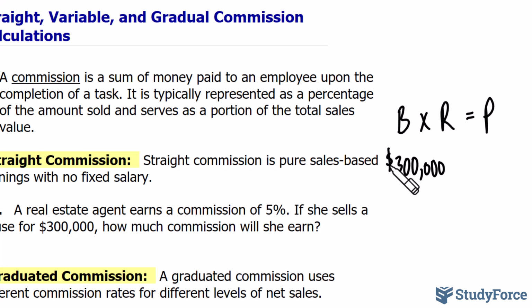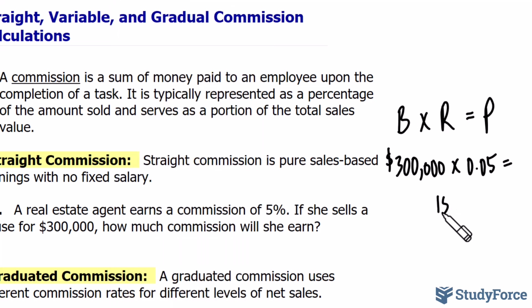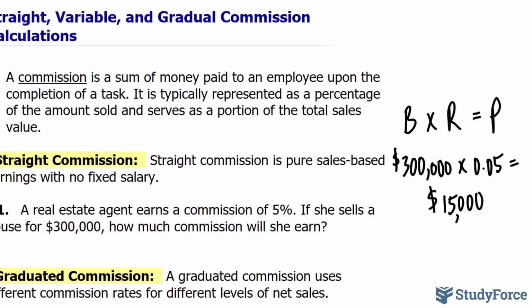Now we can't use 5% as it is. We need to divide it by 100%. If we divide this value by 100, we end up with 0.05. So we'll multiply this by 0.05. And what we end up with, the answer, which is a portion of the 300,000, represents the commission. Using our calculator, we take 300,000, multiply it by 0.05, and we end up with 15,000. This means the real estate agent will earn $15,000 worth of commission given this sale.